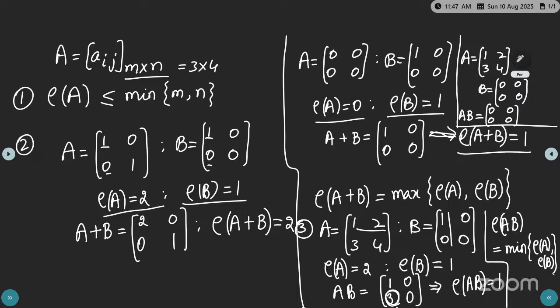So what is the conclusion? Rank of A into B is less than or equal to the minimum of rank of A and rank of B, provided their multiplication is possible. Write the note. Provided their multiplication is possible.